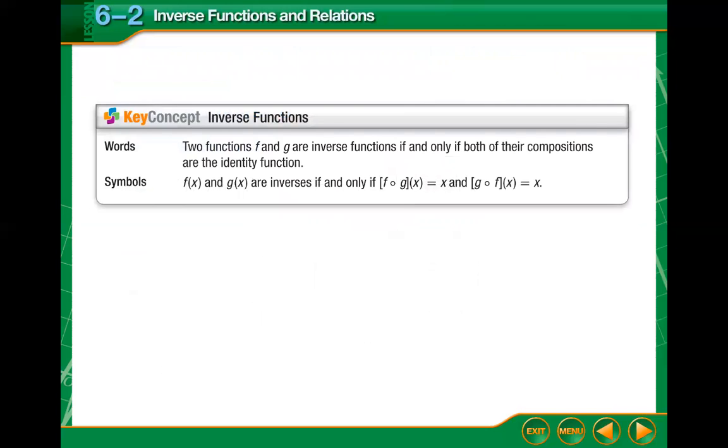So another option we do have, if you have gone over composite functions, is you can find that if they are inverses, f of g of x equals x and g of f of x equals x. So this is an option you have.